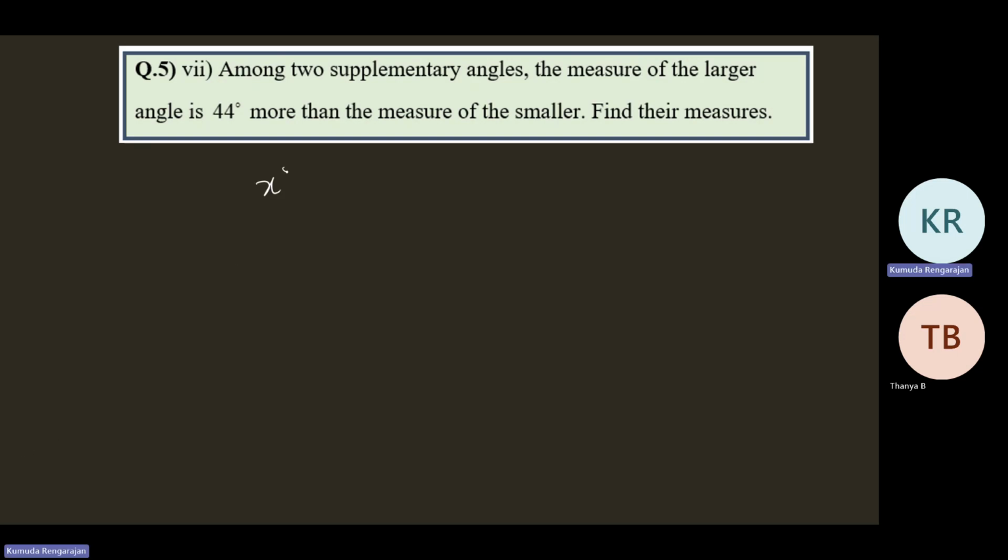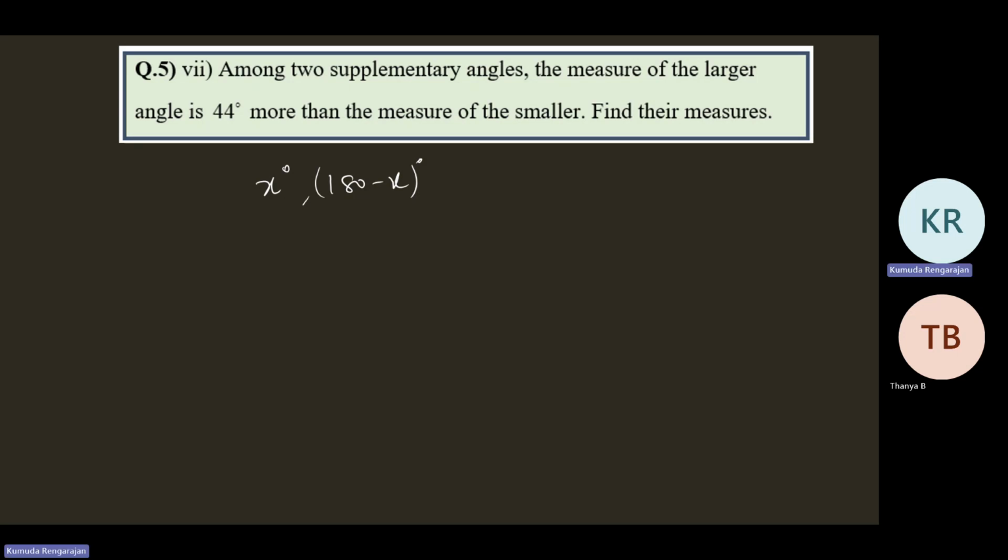Let the angles be x degrees and 180 minus x degrees, correct? Yes. Able to recall? Yes. Let the angles. So among two supplementary angles, stop there. So you should immediately assume, let the angles be x and 180 minus x. If the question was among two complementary angles, then you must say let the angles be x and 90 minus x. So now let the angles be x and 180 minus x.